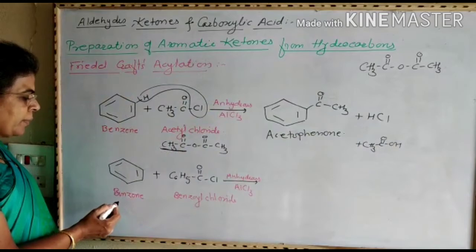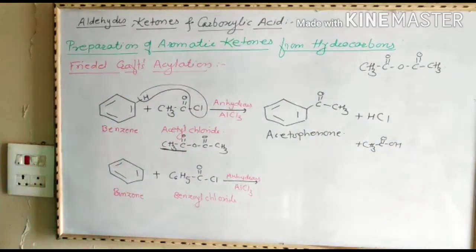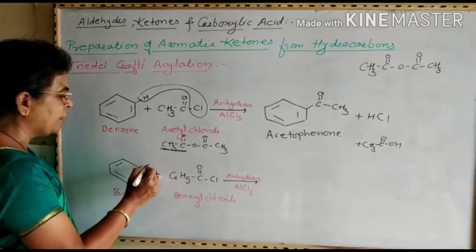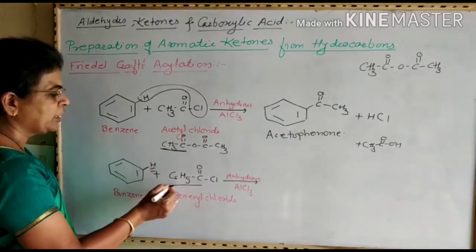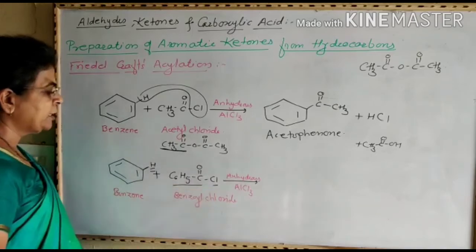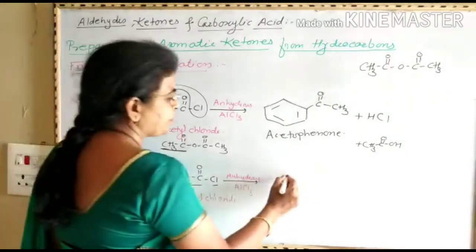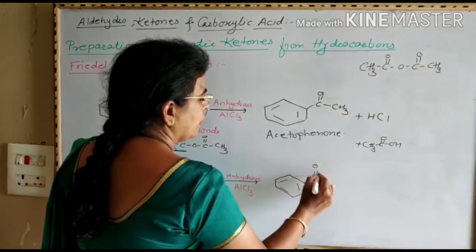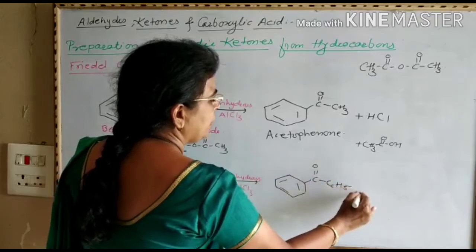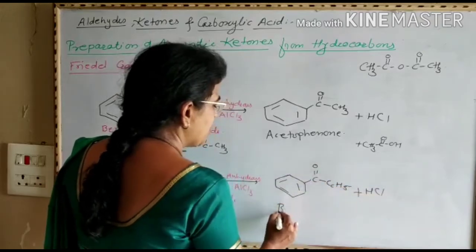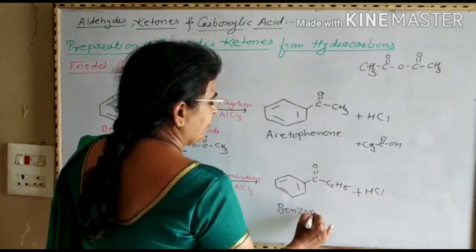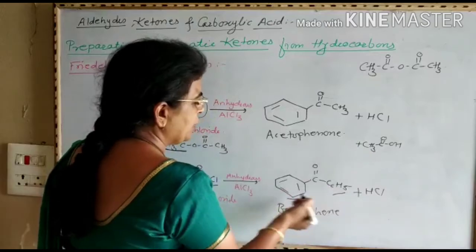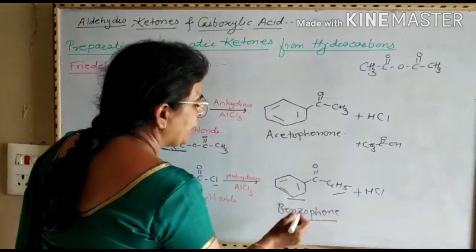Now the second example: when benzene is treated with benzoyl chloride in presence of anhydrous AlCl3, the same reaction takes place. One hydrogen atom from benzene is replaced by the COC6H5 group and Cl is removed. That is, we get benzophenone, plus HCl. This compound is benzophenone. That is, the CO group is attached to a phenyl group. This is C6H5, that is a phenyl group, and this is also a phenyl group. We get benzophenone.